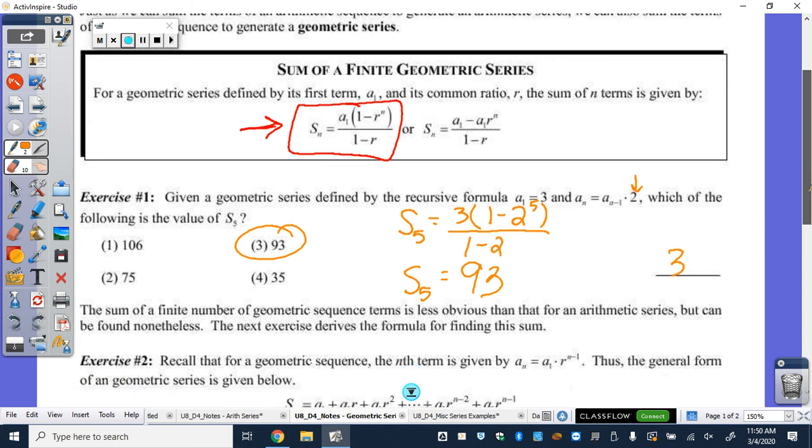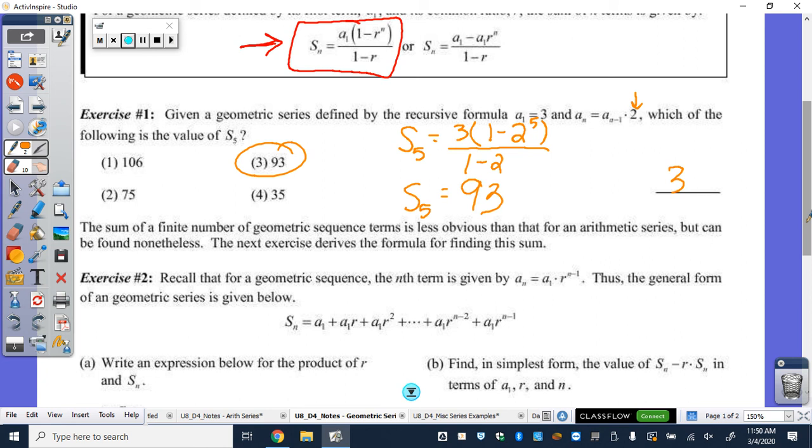So for the sum of a finite number of geometric sequence terms, for example 5, they'll tell you how many you're looking for. It's a little less obvious than for the arithmetic series. Arithmetic was pretty easy because you made the pairs, added them up, and figured out how many pairs you had. So what we're going to do in the second exercise is figure out how they came up with that formula. You won't have to be able to do that again later. We're just going to go through where it came from.